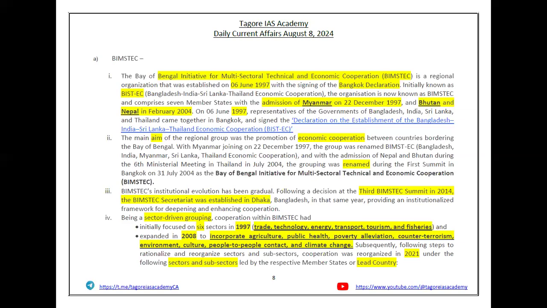Aim, as I said, it is the economic cooperation, of course, as technical cooperation also. We'll see there are certain more aspects to it. And finally, after Bhutan and Nepal joined in 2004, it was renamed as BIMSTEC. Earlier, it was BISTEC. Okay. So, its secretariat is in Dhaka.